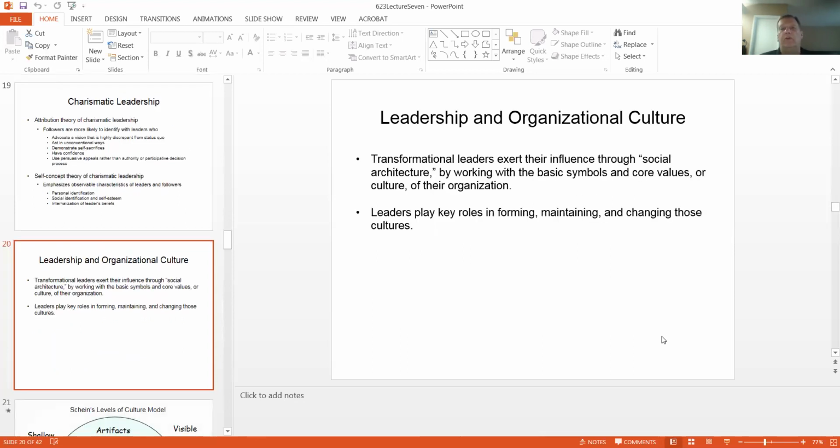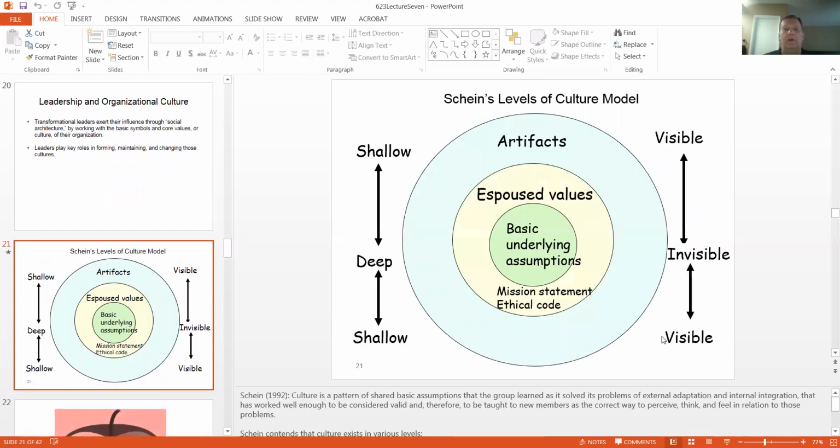Whether a leader is transformational or charismatic, leaders usually lead by bringing culture into their organization or by modifying the existing culture within the organization. And that's one of the best ways that you can transform an organization, is through transforming its culture. We have talked about organization culture before when we talked about organization theory, so I'm sure you remember it. Schein is the author that we talked about when we talked about organization culture.